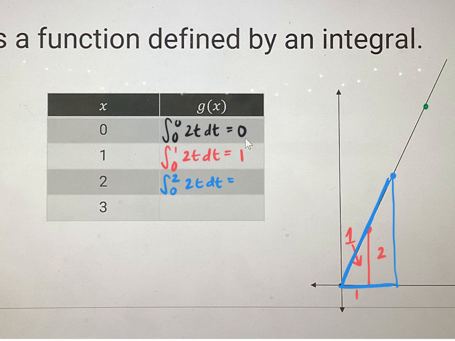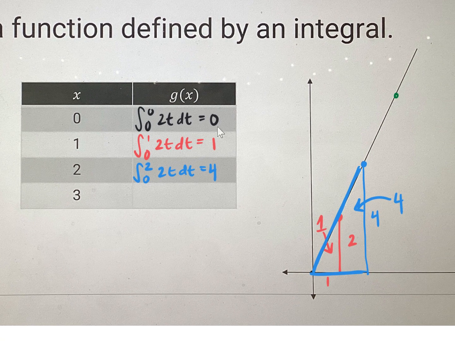So my base would be 2. My height would be 4. So 1/2 base times height gives me an area of 4 for this one. And then lastly, if I did from 0 to 3, ooh, that's a real bad color to see. Let me choose a darker one.